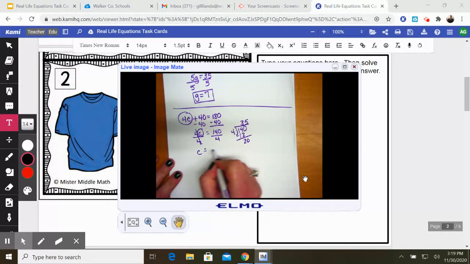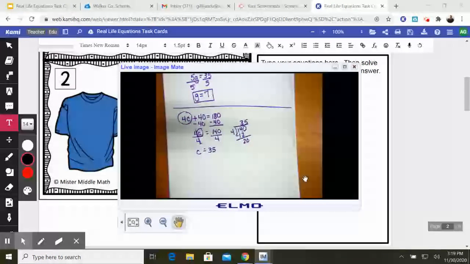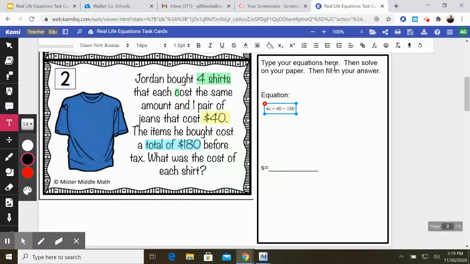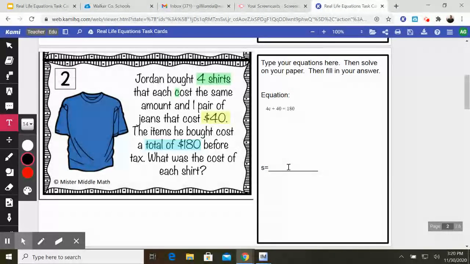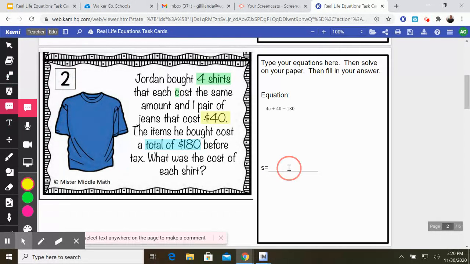leaves me with 35. So what were we wondering? We were wondering, what was our question? It was, how much was the cost of each shirt? C is equal to $35. Or I used S, sorry. Let me change that. I had put S yesterday. $35 is how much each shirt was.